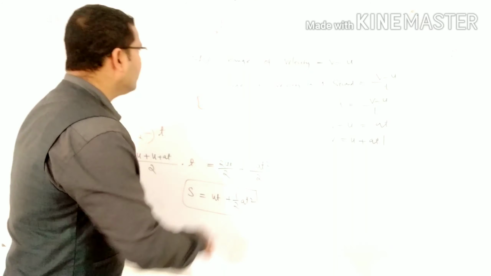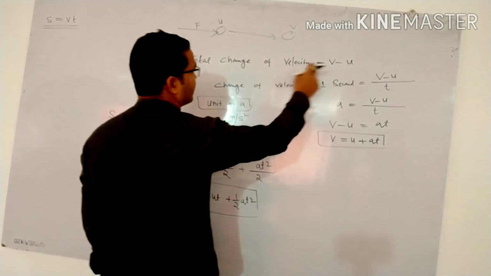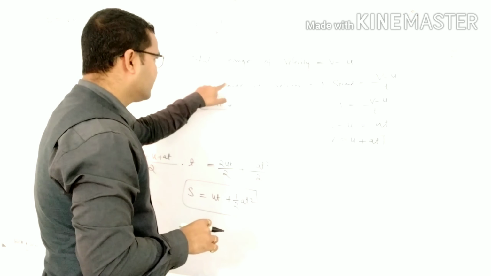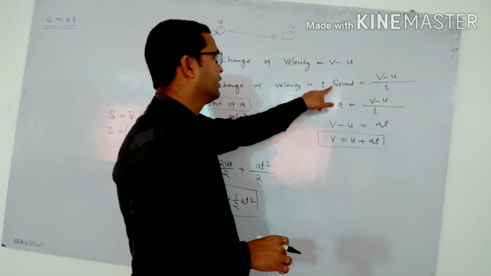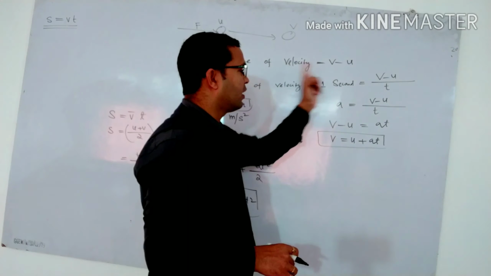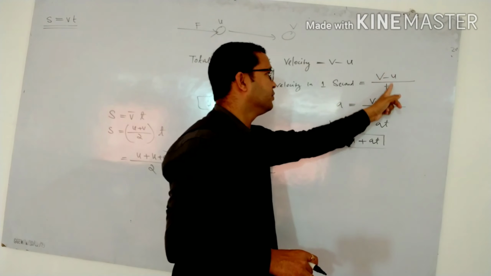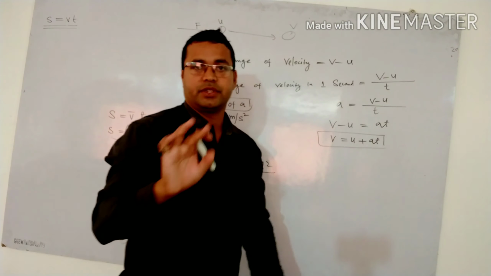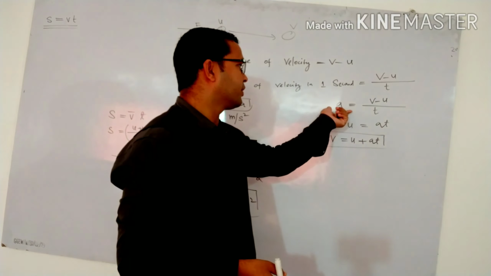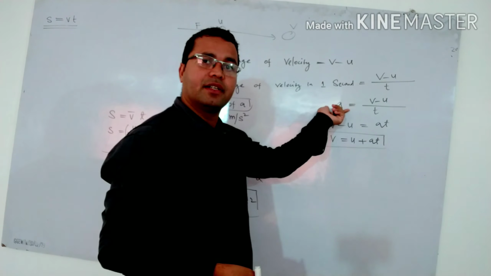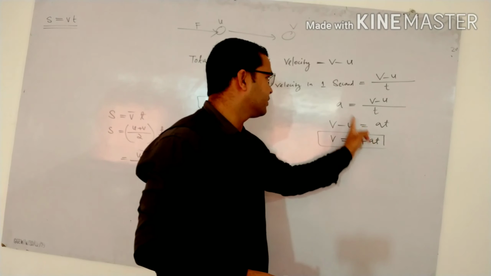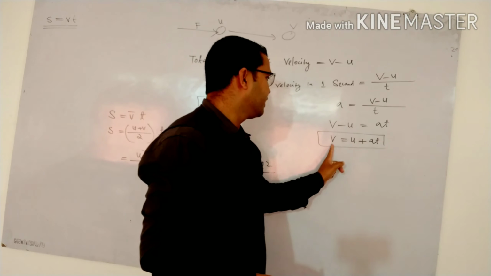Now total change of velocity is equal to v minus u. Let us consider change of velocity in 1 second. This is total change of velocity, and this is change of velocity in 1 second. That will be (v minus u) by t. And change of velocity in 1 second is called acceleration. So according to definition, we can write a is acceleration. So cross multiply, v minus u is equal to a into t, at. So v would be u plus at.